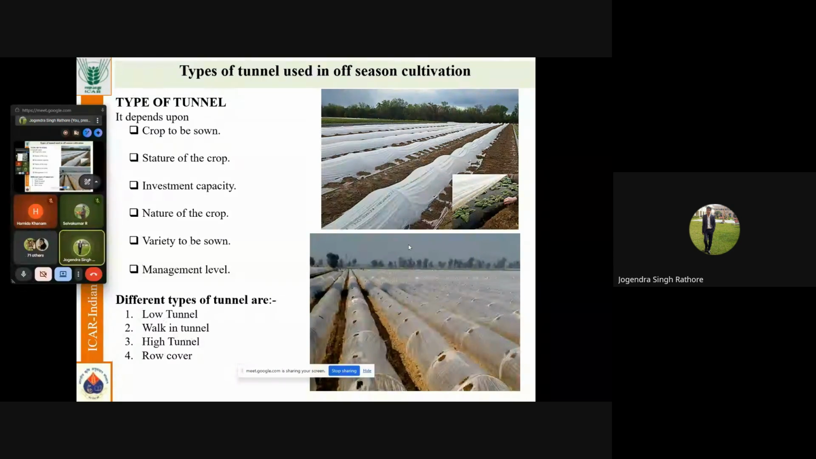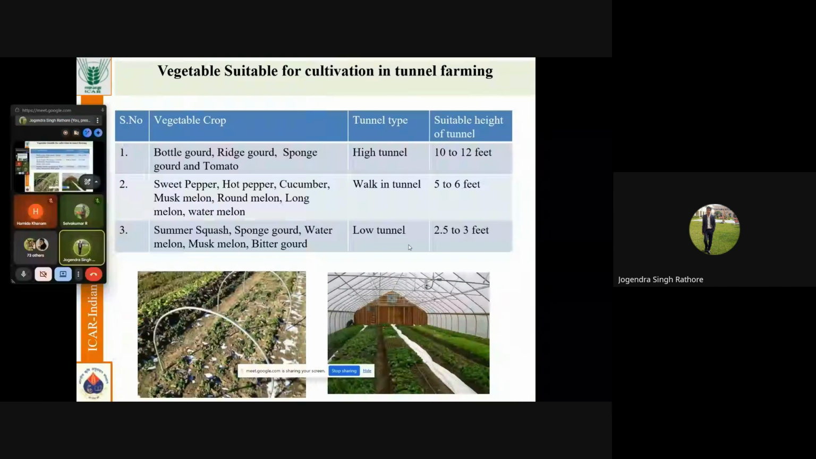So what are the types of tunnel which we can use? Basically it depends on various factors: what crop we have to sow under these tunnels, what is the stature of that crop, your investment capacity, the nature of the crop, the variety, and your management level. On this basis, there are different types of tunnel, that is low tunnel, walk-in tunnel, high tunnels, and row covers. These are the different types of tunnels which we can use for off-season cultivation.